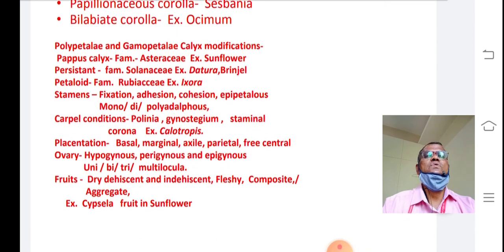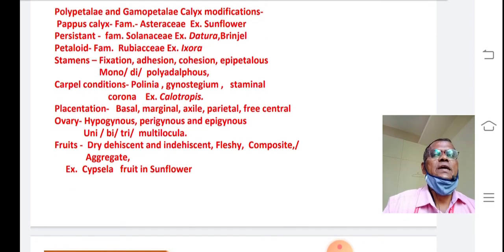We are knowing the fruits commonly they are the dry dehiscent and dry indehiscent. Firstly the pericarp, outermost. समजा काही पॉड्स असतील, काही पॉड्समध्ये पेरिकार्प आउटर ही ड्राय आणि डिहायस होते, काही याच्यामध्ये होत नाही. इन सम फ्लावर्स आर फ्लेशी फ्रूट, इट इज द मँगो. किंवा कंपोजिट फ्रूट्स आर देअर, ग्रेप्स, पायनॅपल इज देअर, सो इट इज कंपोजिट फ्रूट. ॲग्रिगेट फ्रूट्स असतात, एकत्र फ्रूट्स येतात. सो लाईक दिस. आणि लास्ट वन सिप्सेला इज ए टिपिकल फ्रूट सीन इन द सनफ्लावर.